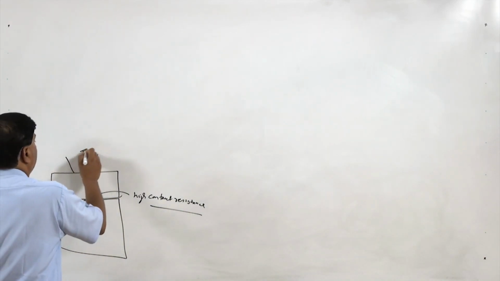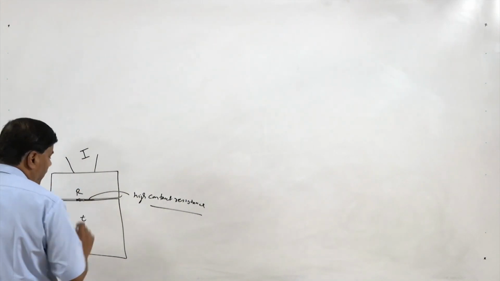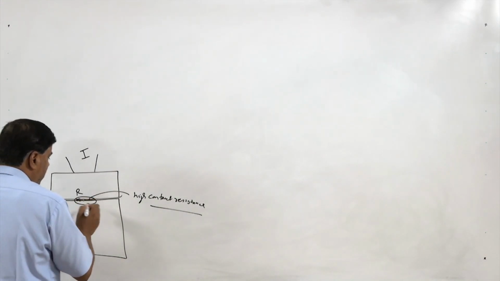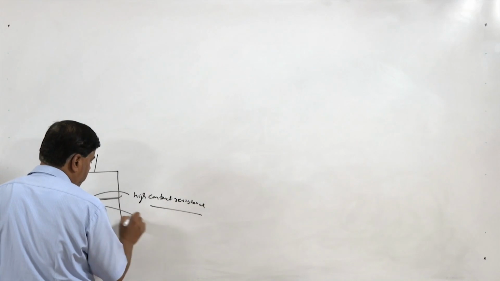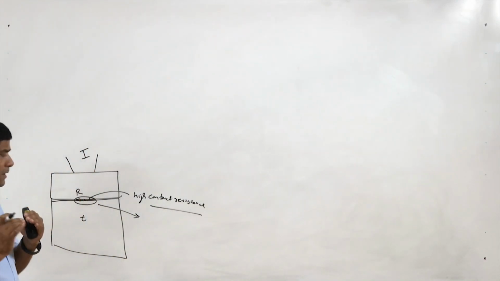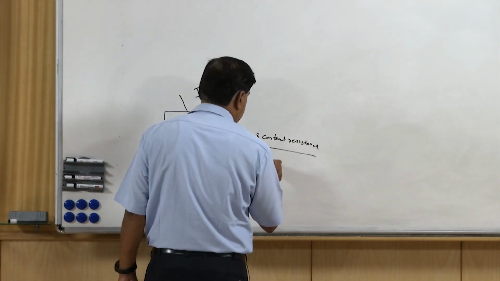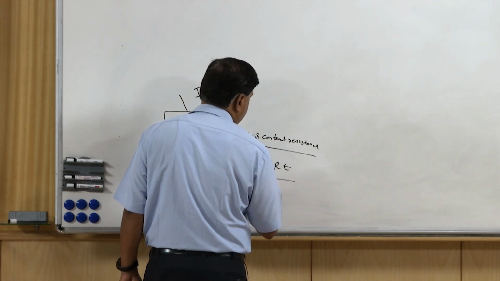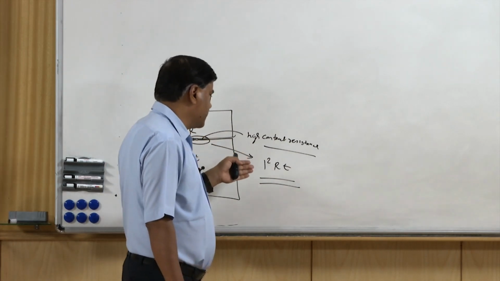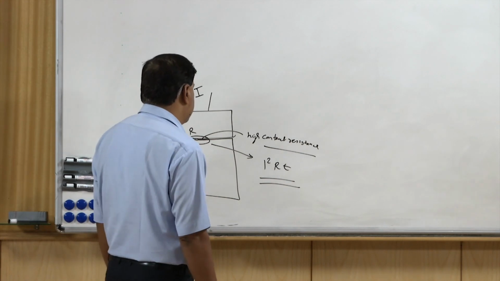The flow of a high current I and a high R value for a certain time leads to a very high magnitude of heat being generated. This heat is basically used for softening of the interface, and sometimes a little bit of melting also takes place. So I squared R T heating is involved, where T is the time for the flow of current, R is the contact resistance, and I is the welding current which is fed.